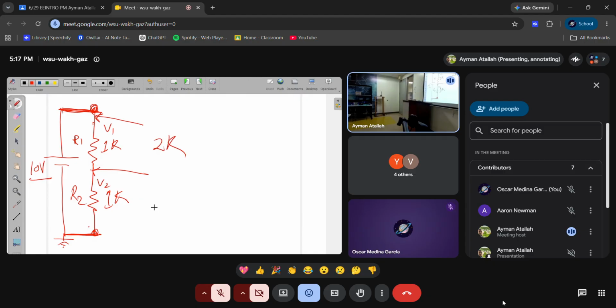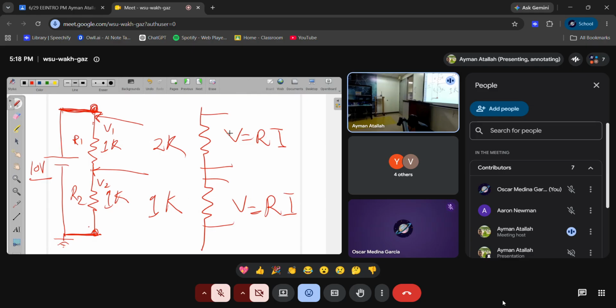If you have 2K here and 1K here, and the two resistors are connected in series, what does it mean? The current is the same, right? If the current is the same, what's the voltage drop? V equals R times I, this resistance times the current. If this is double this, the voltage across this one will be double this voltage. So if the total is 10, it will be like 6.6 here and 3.3 here. The voltage is proportional to the resistor. When you have resistances in series, the voltage is distributed according to the resistance value.